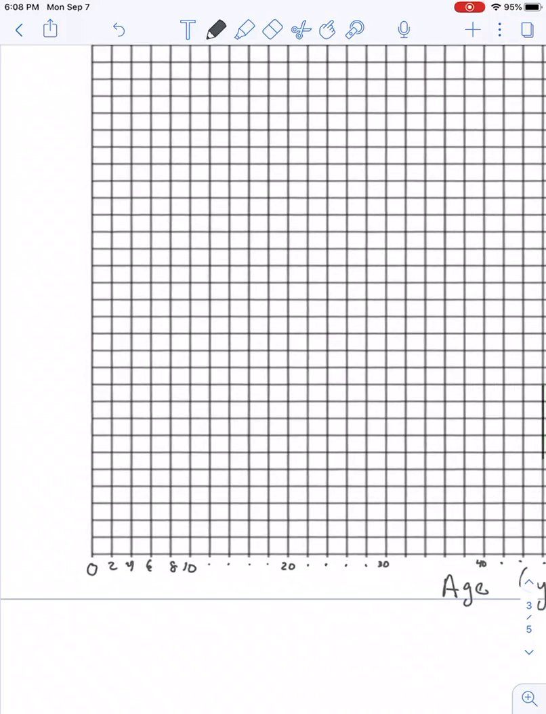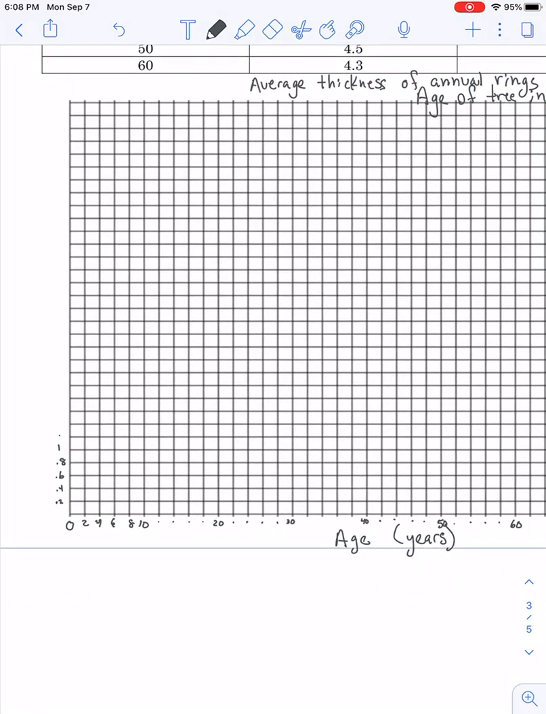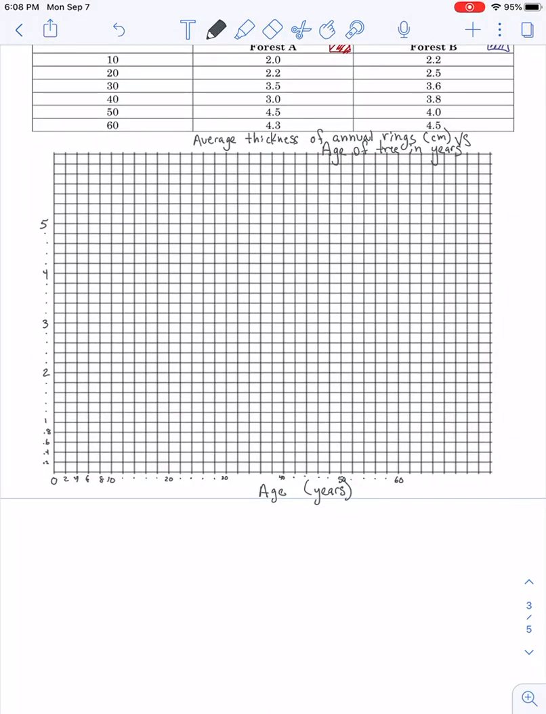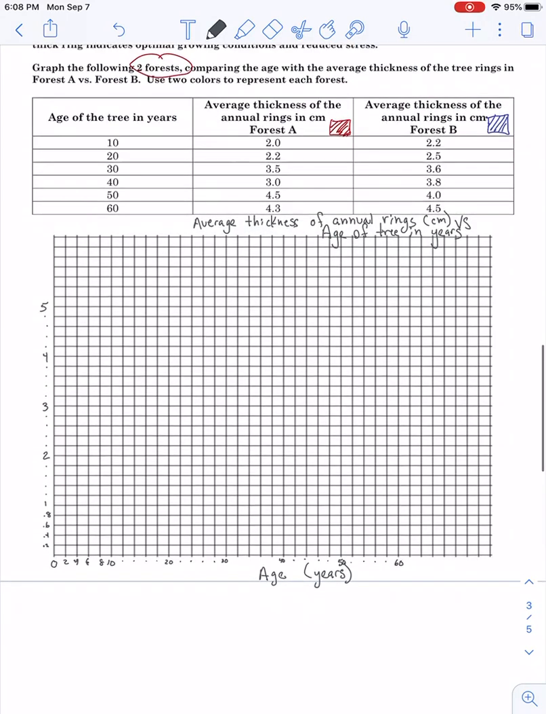So if we, let's say, go by 0.2, 0.2, 0.4, 0.6, 0.8, 1, 2, 3, 4, 5. That fills up most of our space. So now we're ready to graph our data.